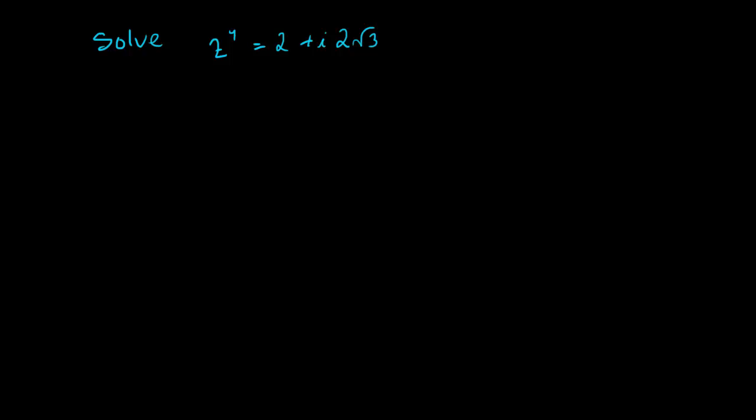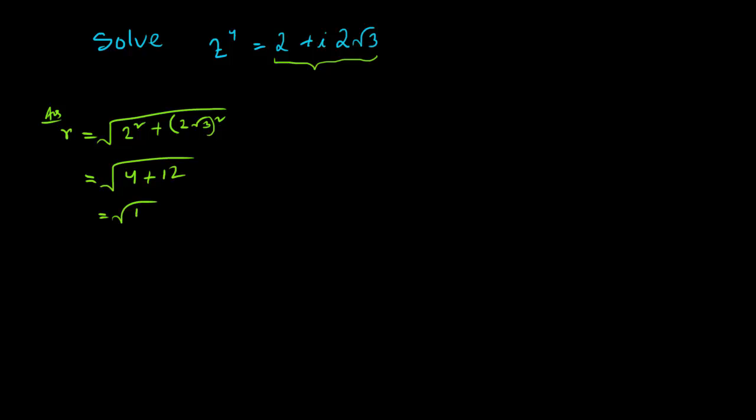The modulus is going to be, now we're not finding the modulus of z. Remember, we are finding the modulus of the complex number that we have, which is this one. Let me call the modulus r. It's going to be the square root of 2 squared, which is x squared, plus y squared, which is 2 root 3 squared. That turns out to be 4 plus 4 into 3 is 12, which is the square root of 16, which is 4. So that is the modulus of the complex number 2 plus i 2 root 3.